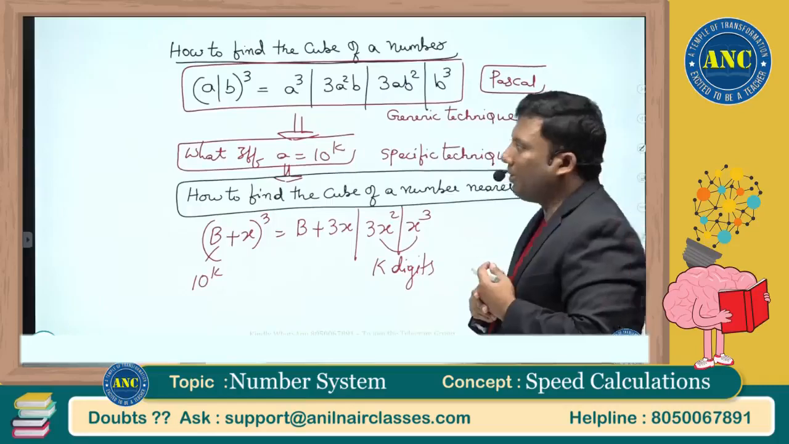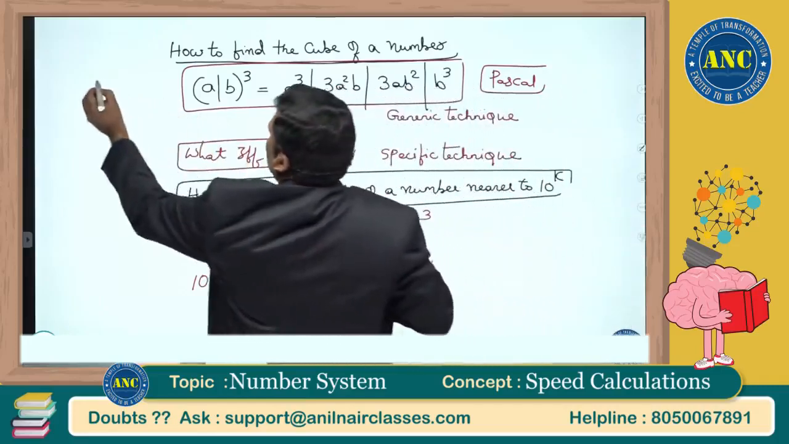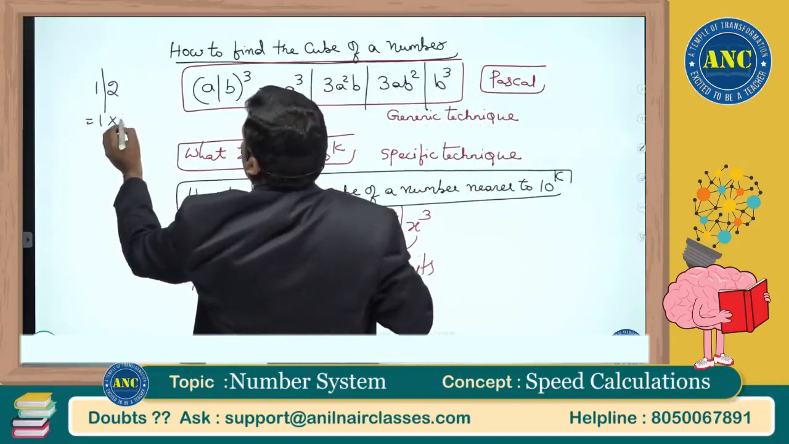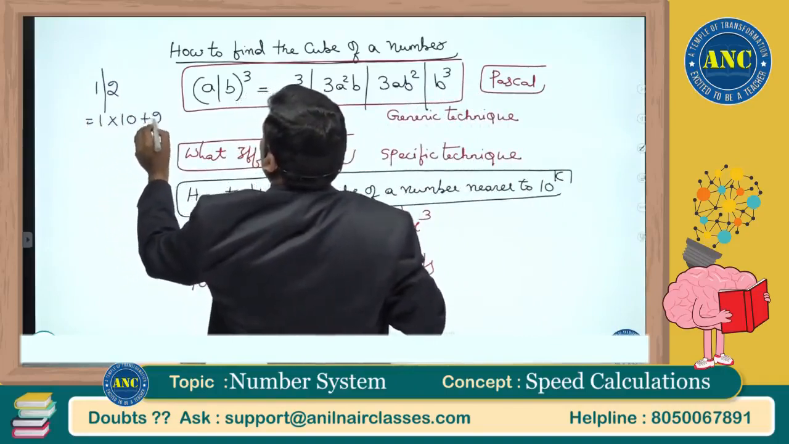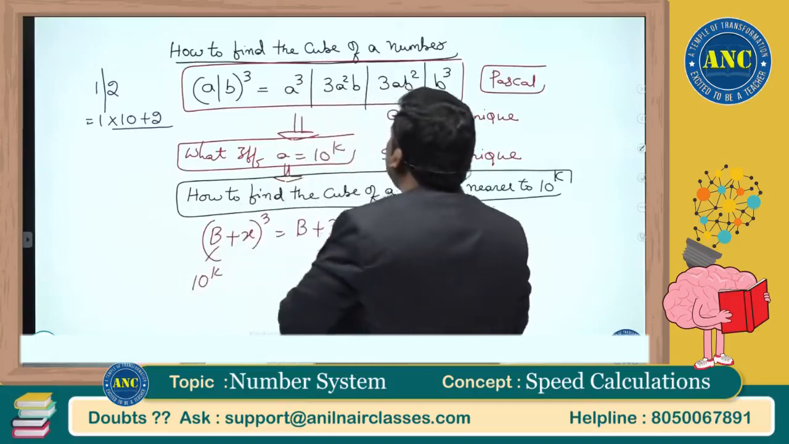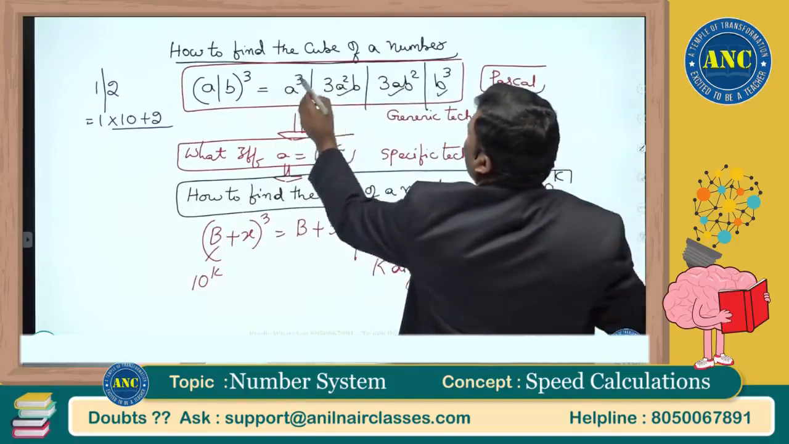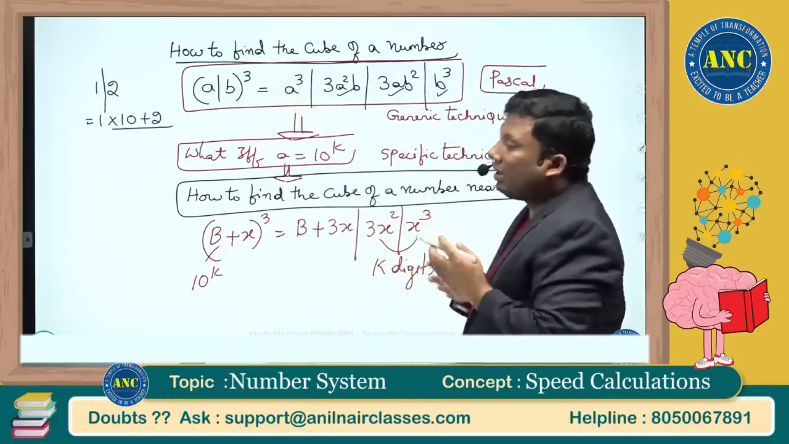Now this is the theory part. Again I am explaining. Suppose 12 is there. I kept a slash here. 1 is in the tens place, so it is 1 into 10 plus 2. For every place: b cube is the unit digit, a cube is the entire remaining part.